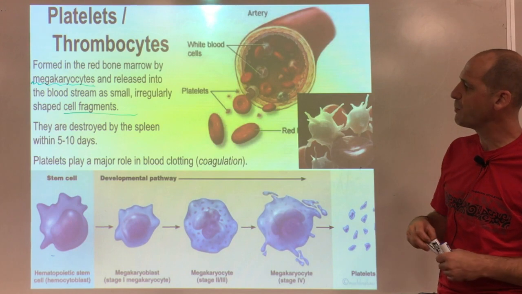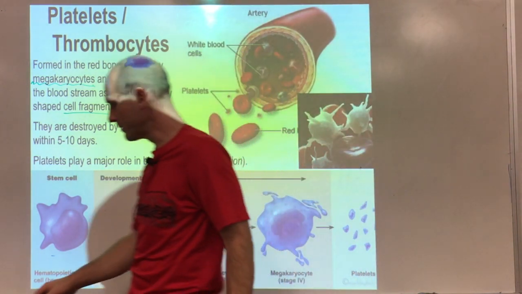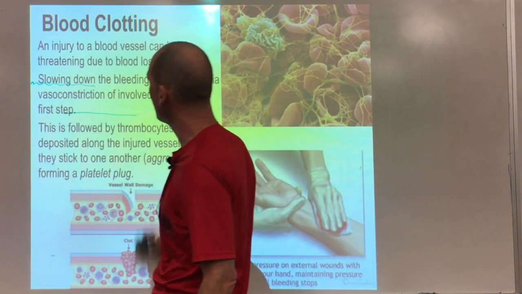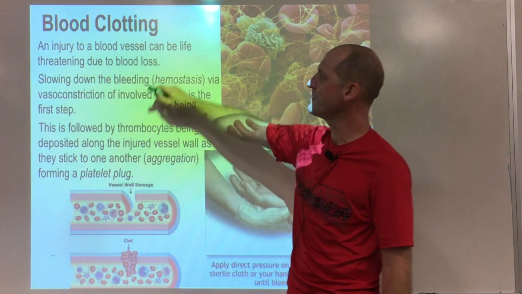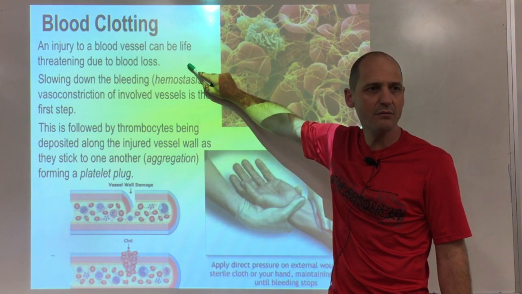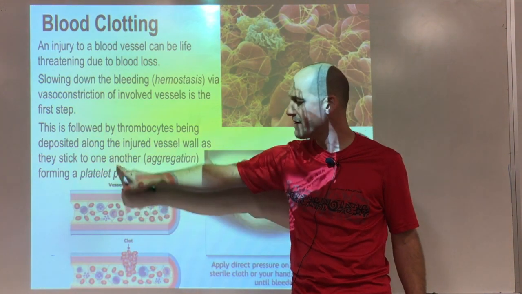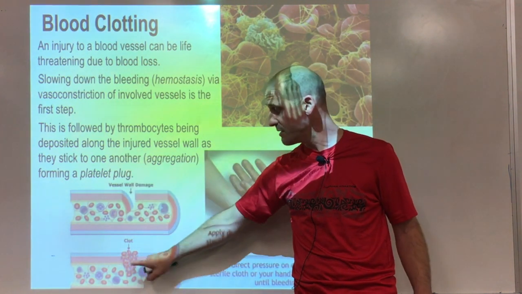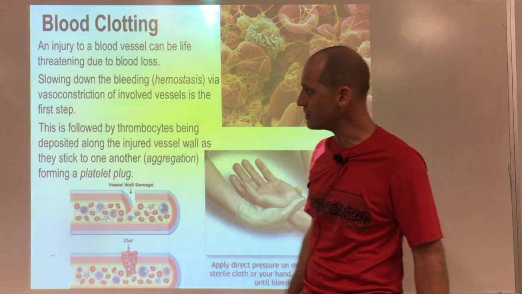Their major role is blood clotting, coagulation. So let's do that real quick. When a blood vessel gets injured or gets cut, it can be life-threatening because we have blood loss. So what we do when we need to fix that blood vessel to close that hole, that's the idea. We have a cut in the blood vessel, blood will go out, we need to patch it so we don't have blood to leave the blood vessel.